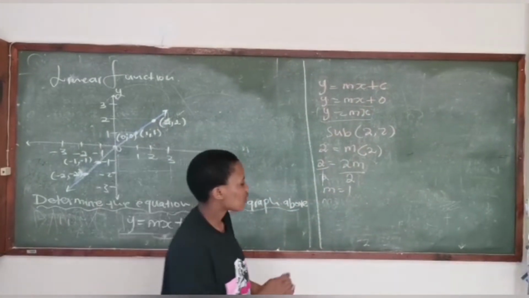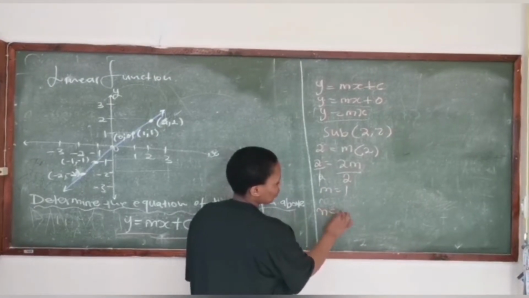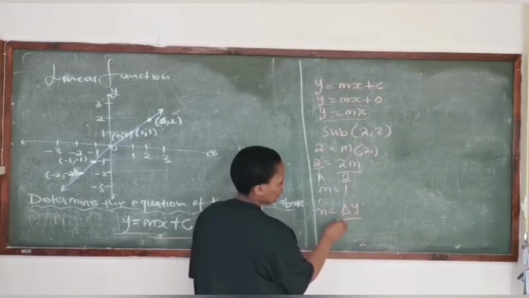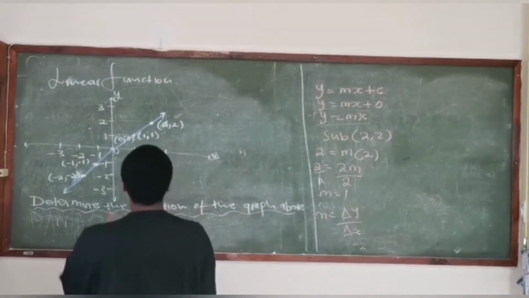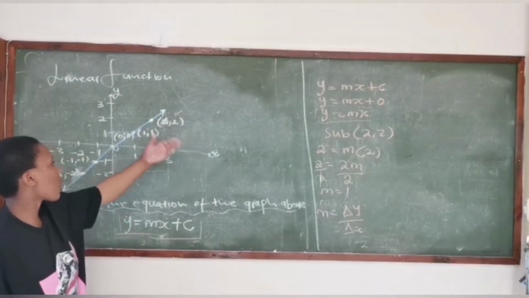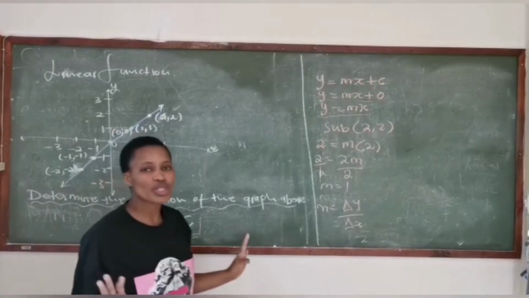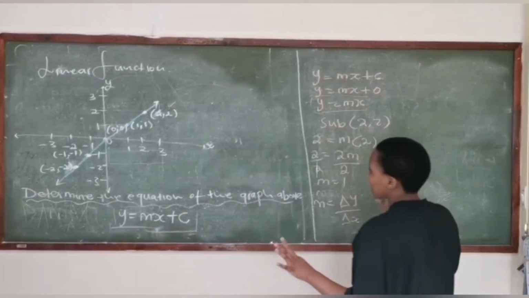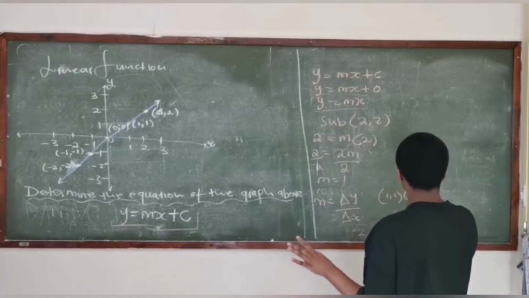Another alternative method of finding a gradient is m is equal to the change in y divided by the change in x. So right now you're going to choose other points. You can choose (2, 2), (1, 1), (0, 0), and this other point. You just choose any point. So we can take (1, 1) and (2, 2).